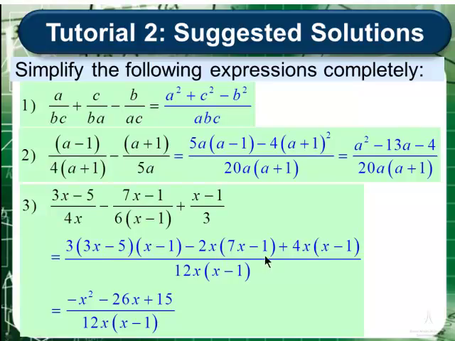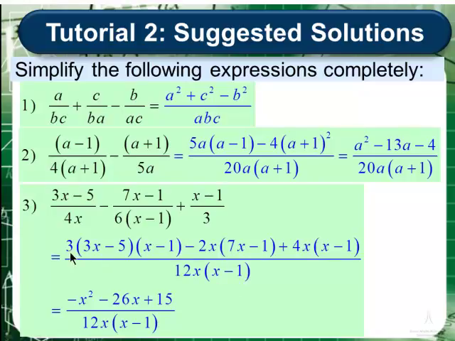Similarly, for the second numerator, we multiply the 7x minus 1 with 2x, and there's a negative in between because we're subtracting. And in the third instance, just check the x minus 1. In this case we had a 3, so we need 4x to be multiplied with x minus 1 as the third numerator as part of the consolidated algebraic fraction.